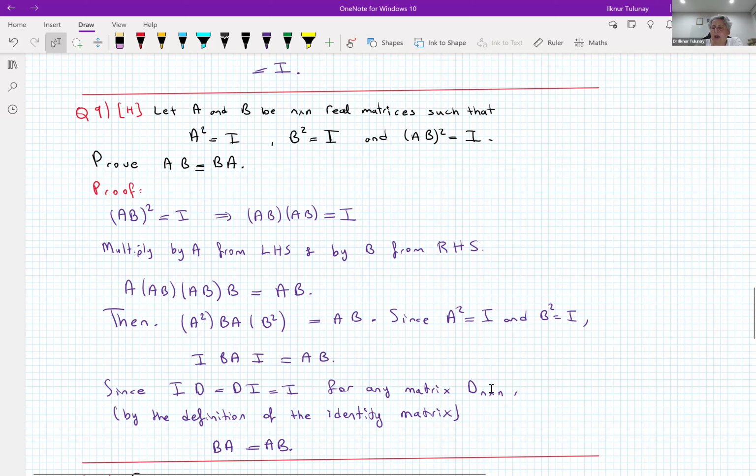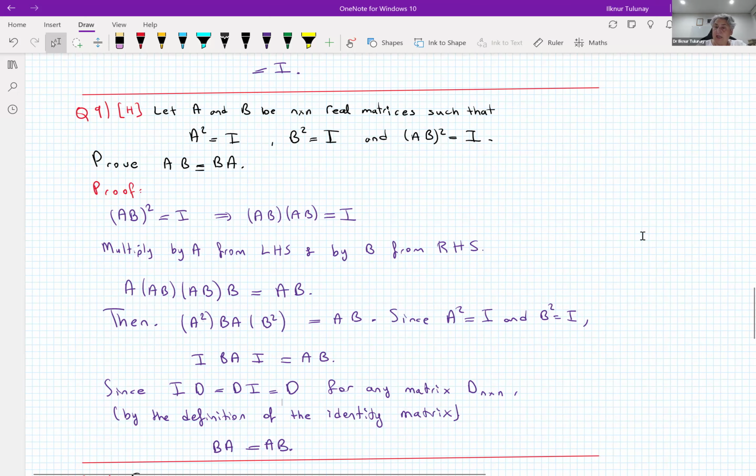So for any matrix D, n by n, multiplication by the identity matrix, by the definition of an identity matrix, does not affect anything at all. So there's an error here. This is D. So multiplication by the identity matrix does not affect anything at all. So here we have only BA on the left-hand side, and on the right-hand side we have AB, which means that they are commutative. If we have these conditions satisfied, then they are commutative.